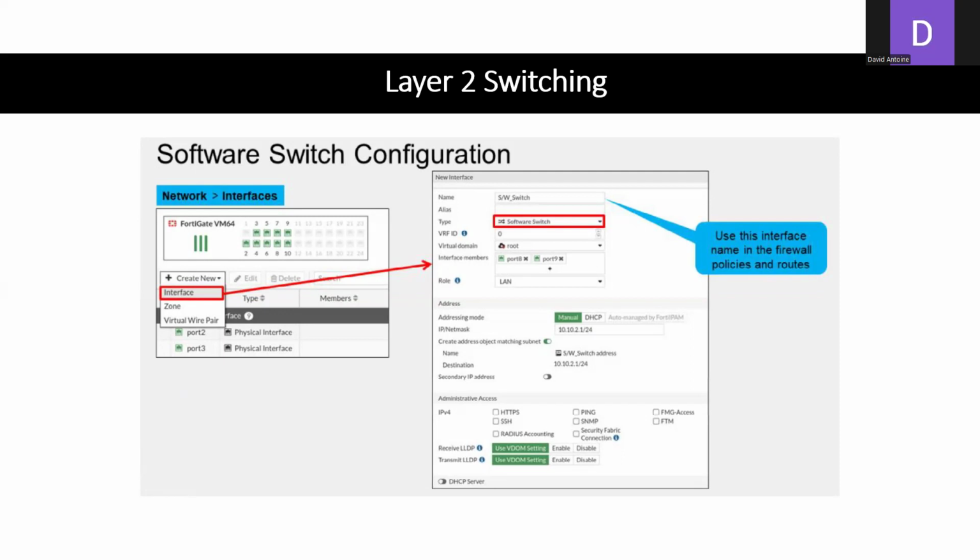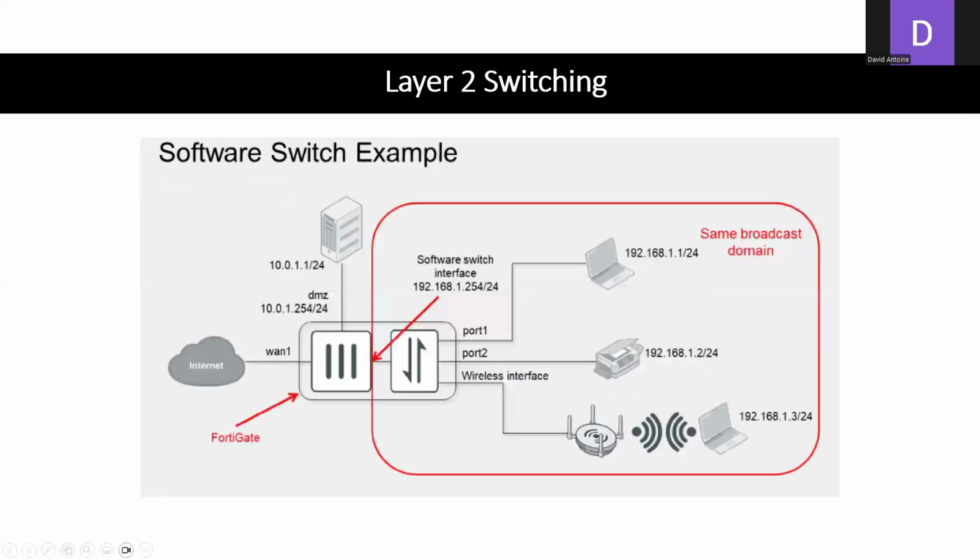One thing to note, just like a regular switch, if you assign this an IP address, all the ports that are assigned to that software switch share that IP address. With the software switch, you do have to configure firewall policies and routing just for it. All right, let's move on.